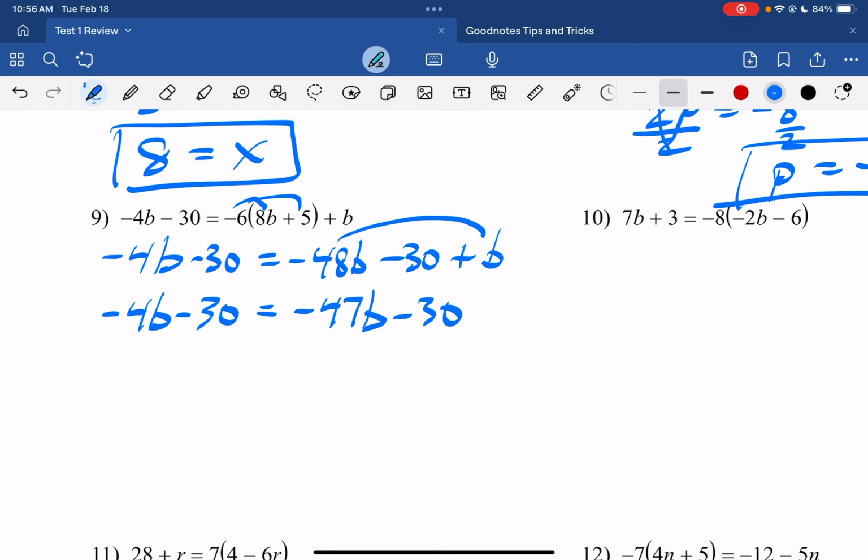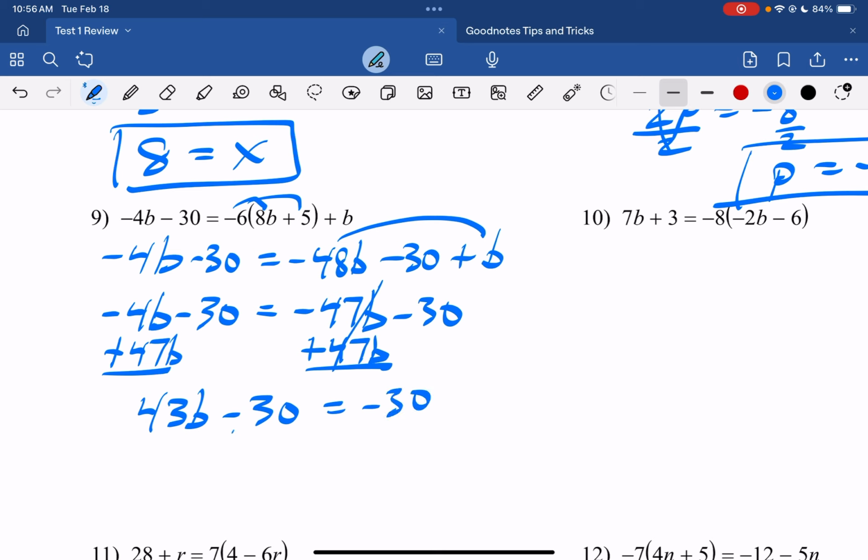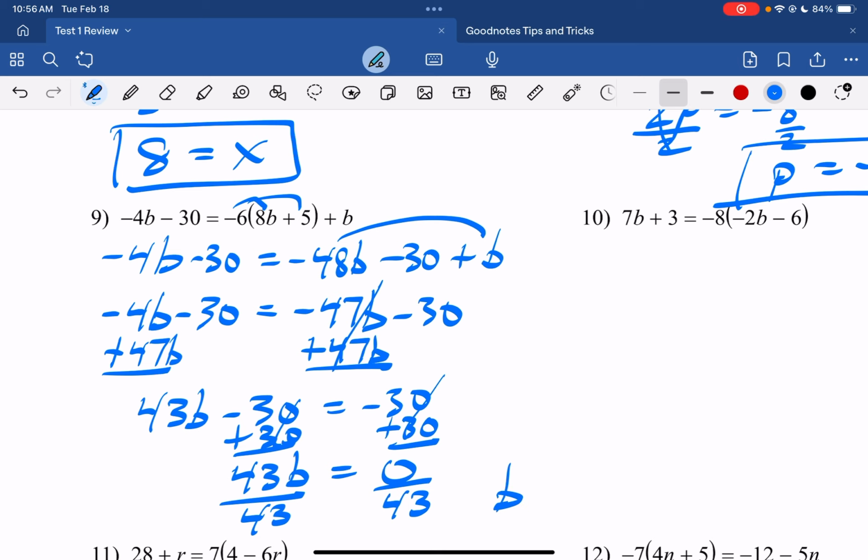Okay, and now we're going to get rid of the smaller b because there's b on both sides. So we'll add 47b to both sides of the equation. Gone there. So we've got on the left side 43b minus 30 equals negative 30. If we add 30, because this is a two-step equation, we're going to get 0 over here. 0 is 43b, and you can divide 0 by a number. That just gives you 0. b is 0.